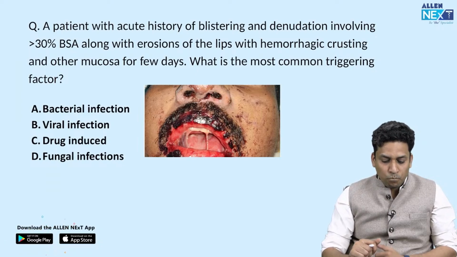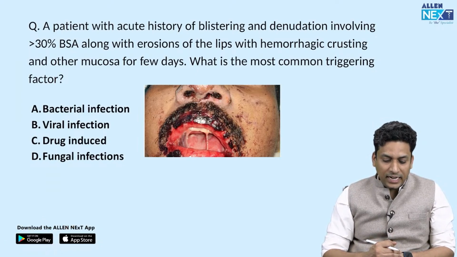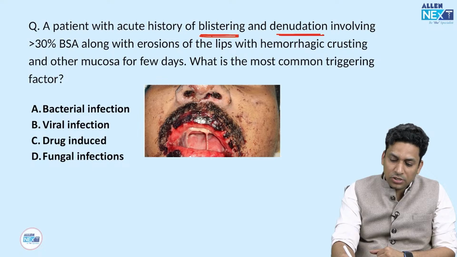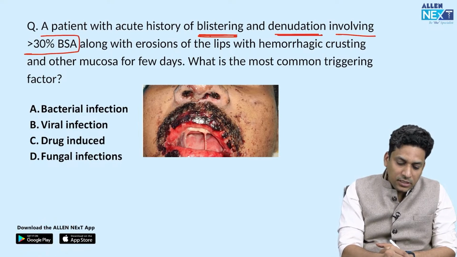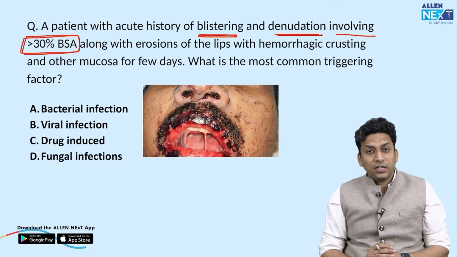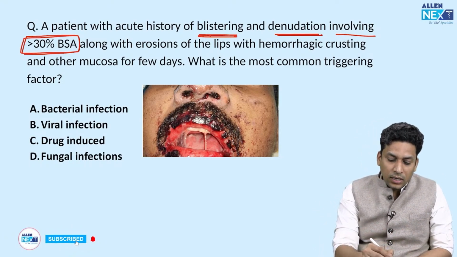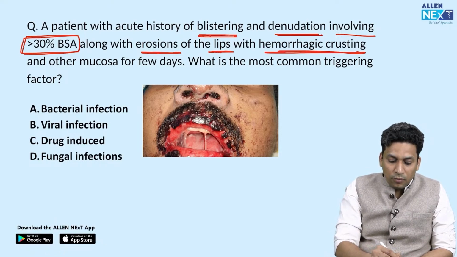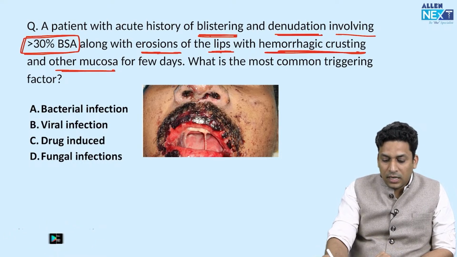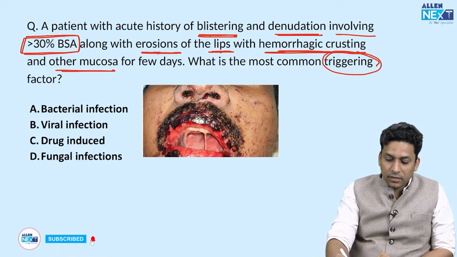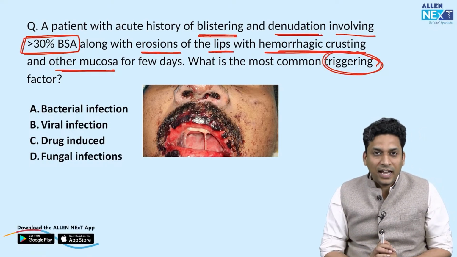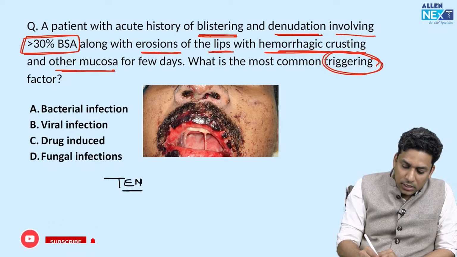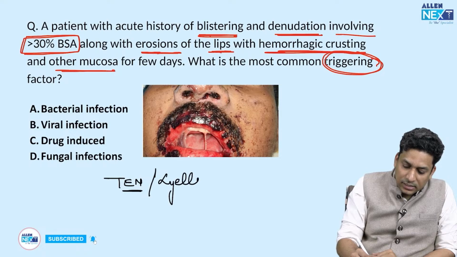Okay. Coming to the next question, here they are saying that a patient with acute history of blistering and denudation involving more than 30% of the body surface area. So a very severe condition, more than 30% of the skin is involved, along with erosions around lips and hemorrhagic crusting over other mucosa for a few days. What is the common triggering factor? So I think all of you might have made the diagnosis by now. Yes, this is a case of toxic epidermal necrolysis, which is also known as Lyell's syndrome.